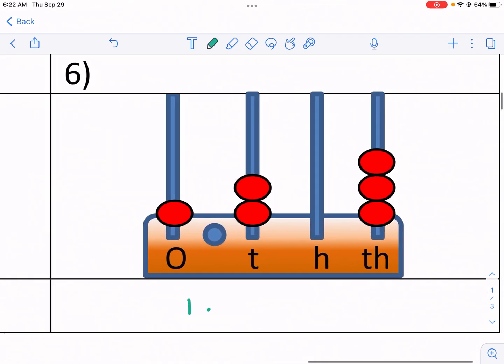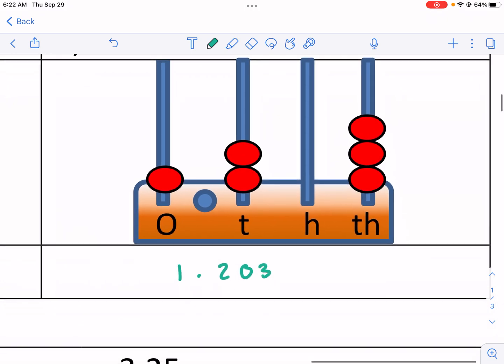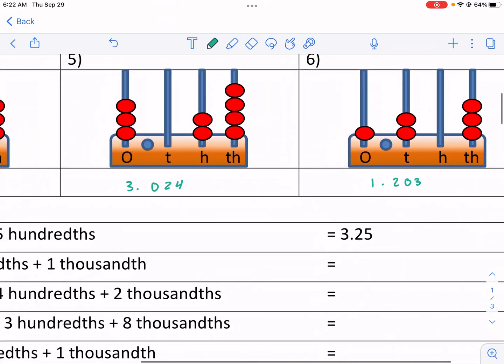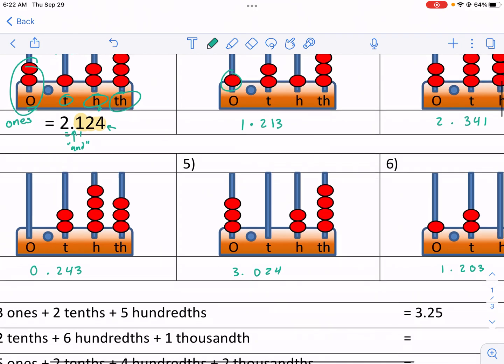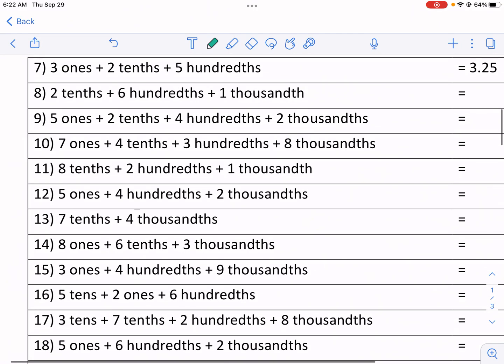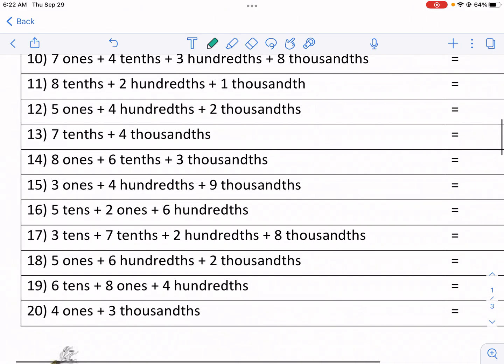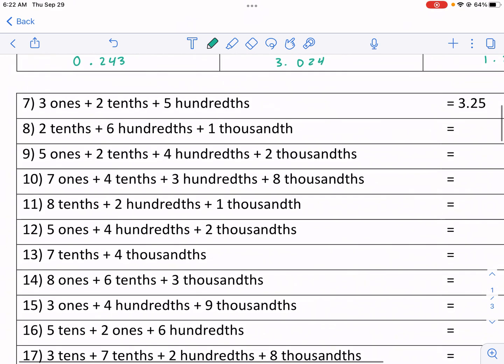Last one, 1, 2, 0, 3. 1 and 203 thousandths is how you say that last one. Okay, so now we're going to see it written out. We have 2 different ways. We have the visual and now we have the written. So we just need to write these words out. We're going to probably just do a couple of these just so you can get the idea.